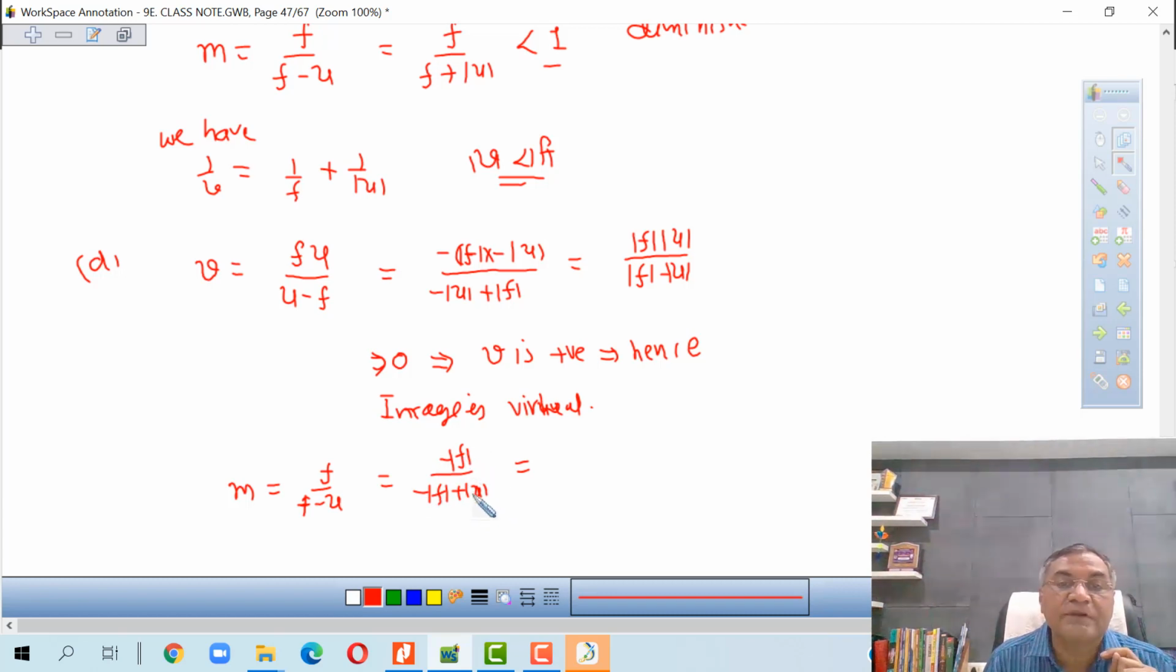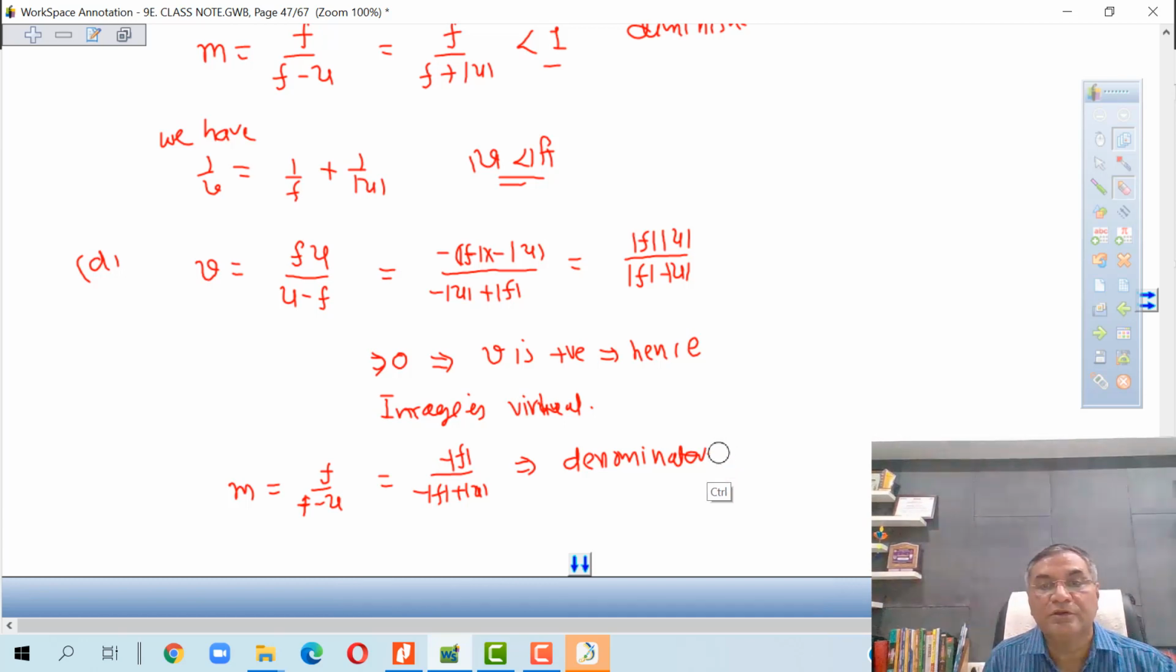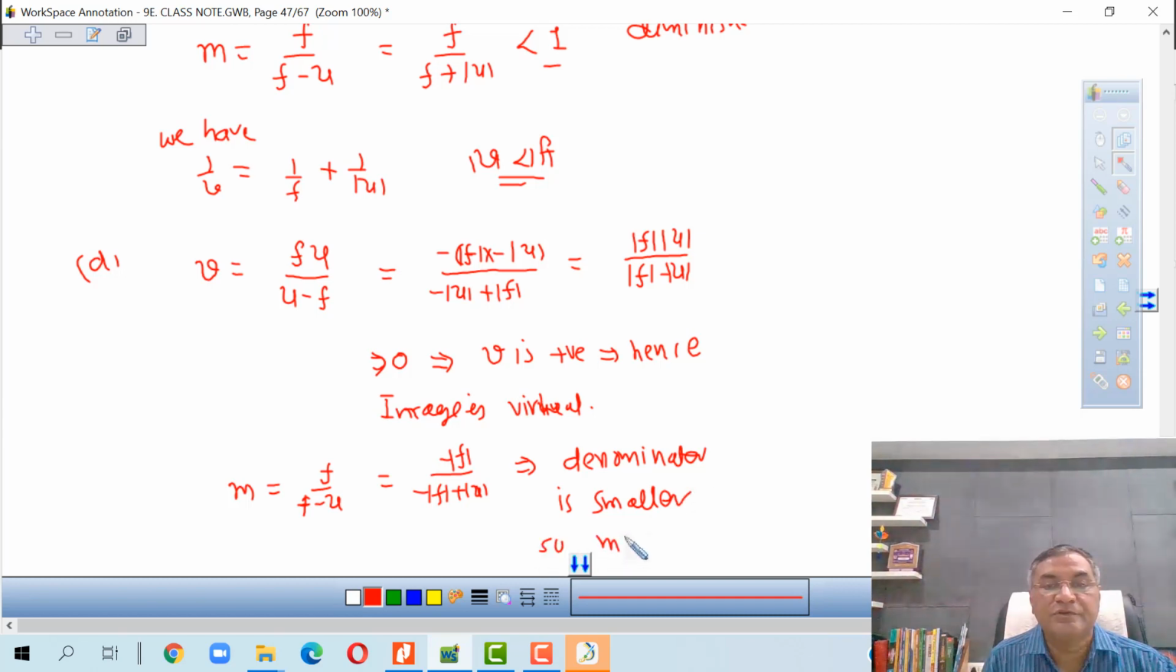Here minus f plus something. So here you can say that denominator is smaller. Denominator is smaller. And so m is greater than 1. Okay. Magnitude wise. શું વાત કરીએ આપણે magnitude wise. So these are the 4 questions.